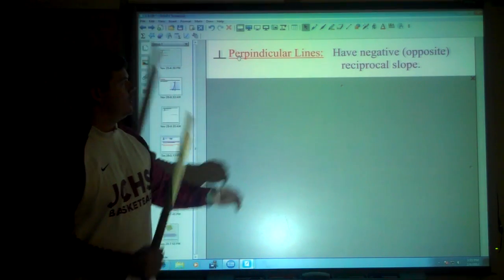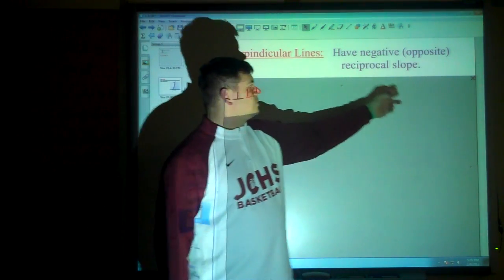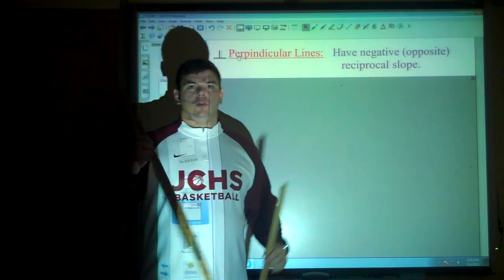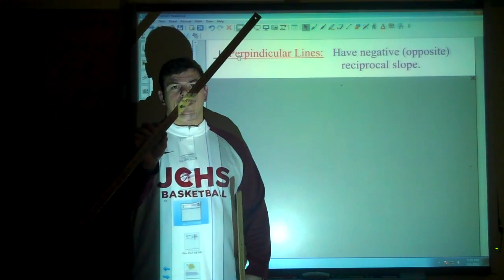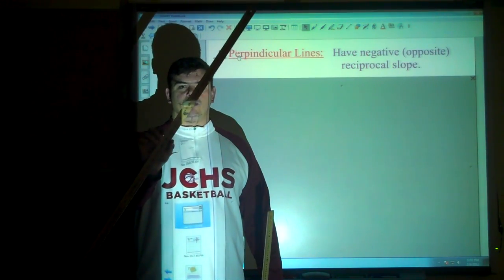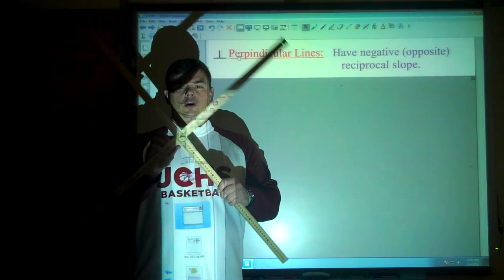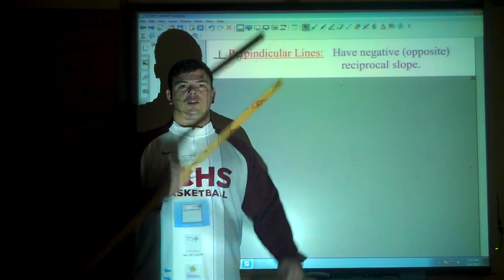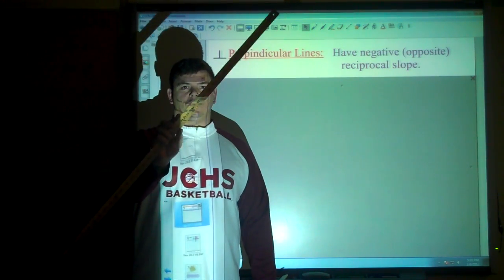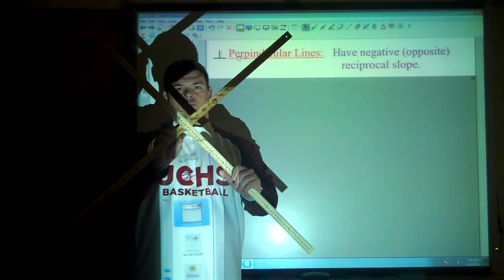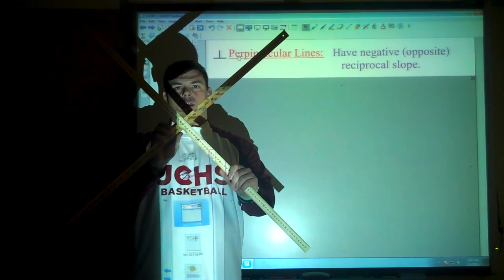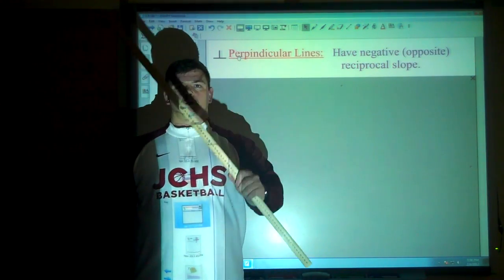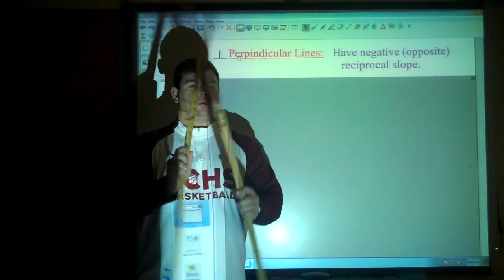Now let's talk about their slopes. The slopes are negative, or negative is another way of saying opposite, and reciprocal is when they flip slope. So if I were to tell you that this slope right here went up 1 and right 1, it would be a positive 1 over 1. In order to be perpendicular, it's going to have to be negative because it must go the opposite direction. When it goes up from left to right, it's positive. When it goes down from left to right, it's negative. So if this is positive 1 over 1, then this is going to be negative 1 over 1. It's going down 1 and right 1. This one goes up 1 and right 1. This one goes down 1 and right 1. They are opposite reciprocals of each other.